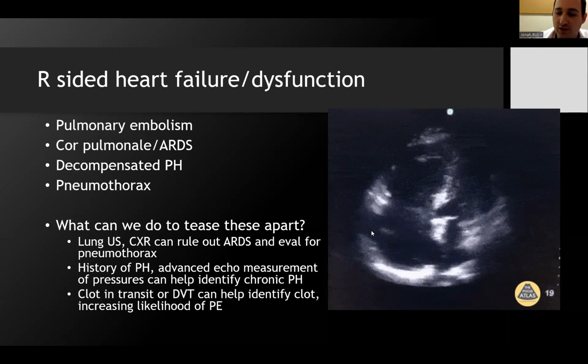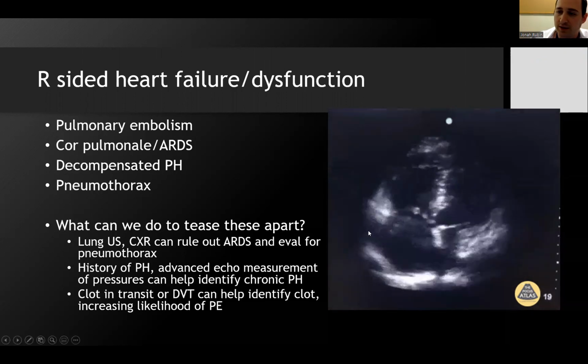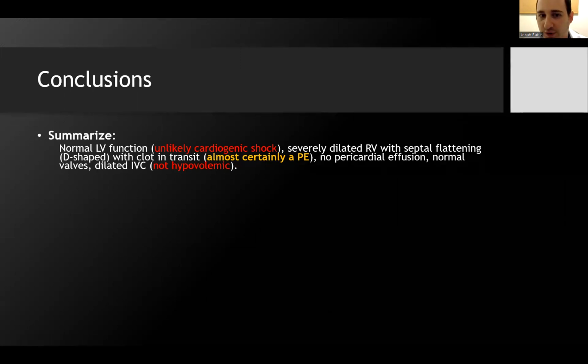If you had a clot in transit or a DVT, if you did your lower extremity ultrasound, you can identify a clot and increase your likelihood for PE as well. So this is a patient who had normal LV function, a severely dilated RV with septal flattening and a clot in transit. So no pericardial effusion, normal valves, dilated IVC.